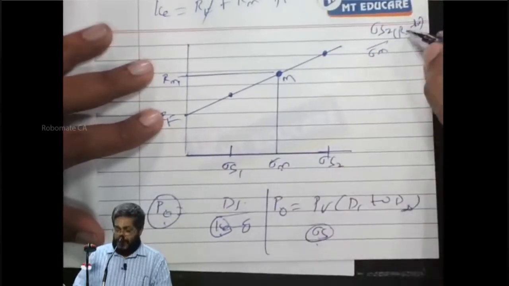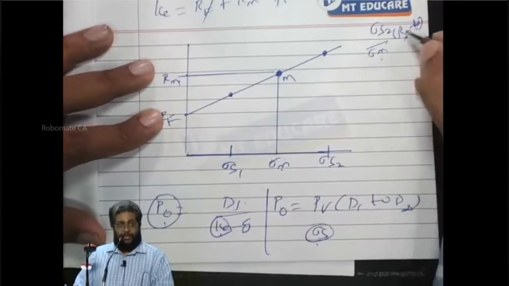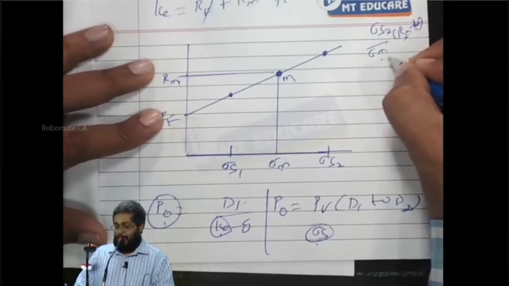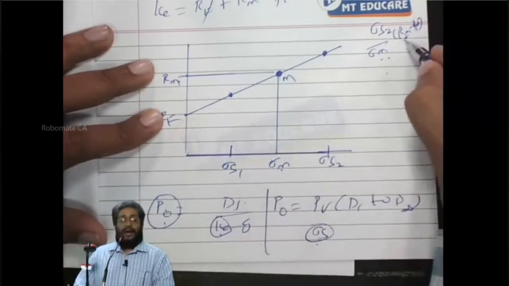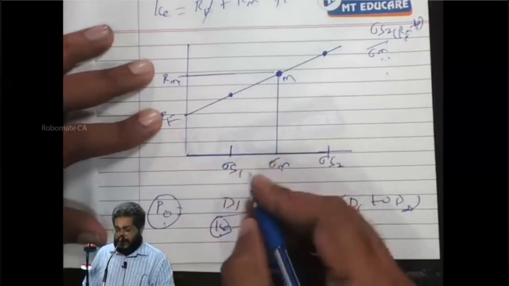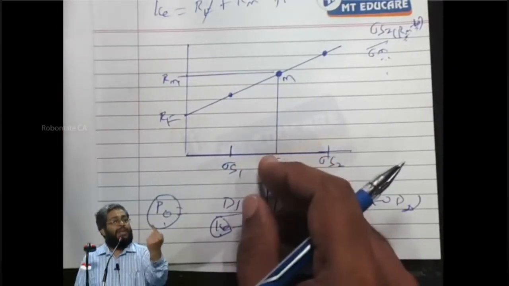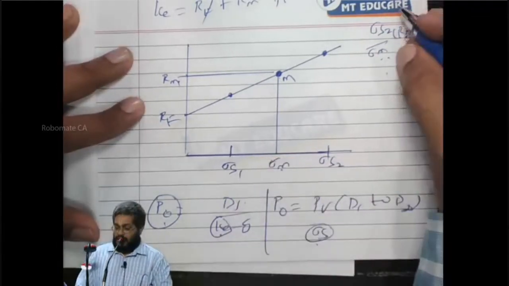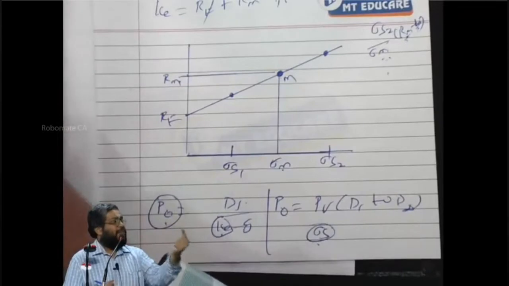To put it simply, RM minus RF is for sigma M. For every sigma, how much premium do I require? RM minus RF divided by sigma M. RM minus RF is the premium for sigma M risk. So for every unit of risk, the premium I want is RM minus RF divided by sigma M.